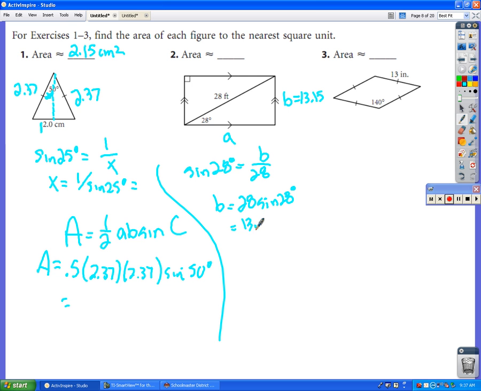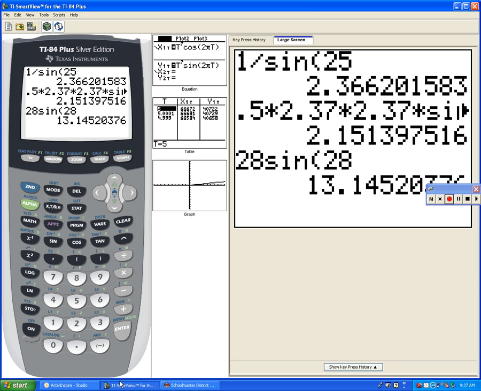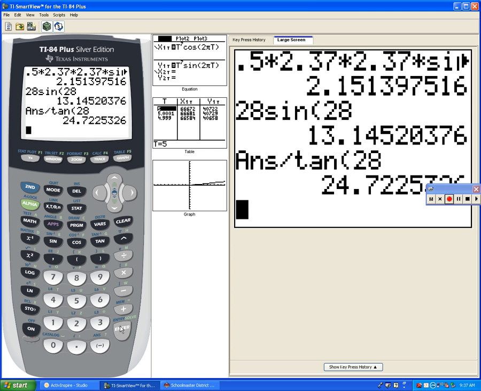Now to find A, what ratio am I going to use for that? Okay, I can use tangent because I know this side now, okay? So the tangent of 28 degrees equals the opposite side, which is 13.15, divided by the adjacent, which is A. What do I do to my numbers that time? Divide, okay, so I'm going to go 13.15 divided by the tangent of 28. And that gives me about 24.72.